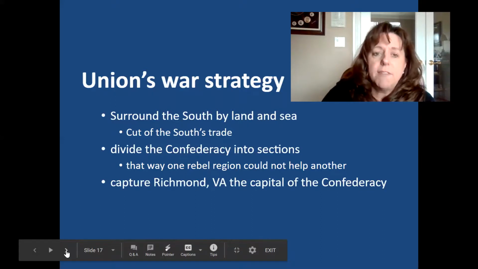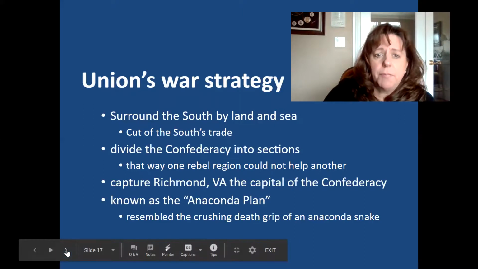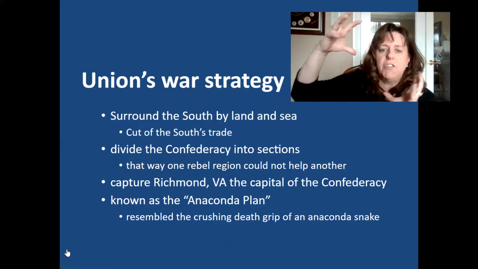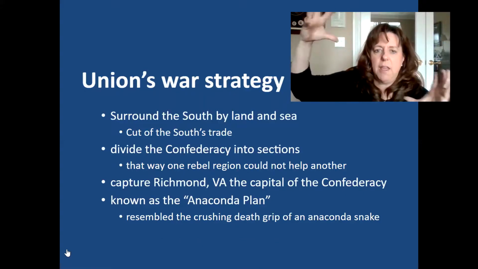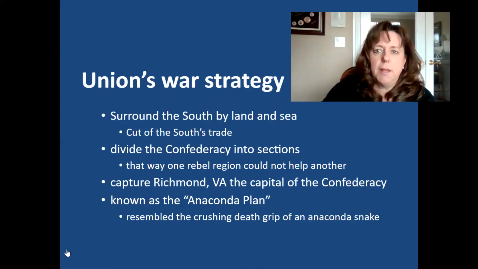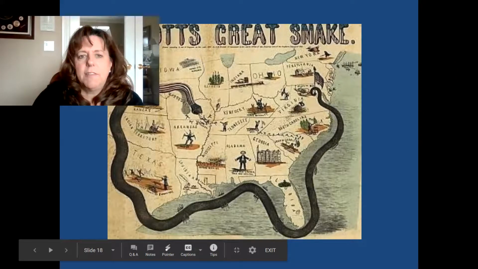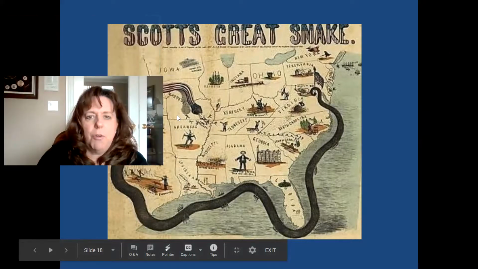And the goal was if they captured Richmond, Virginia, then that could become their capital there. That's that Anaconda Plan that I told you that resembled the crushing death grip of an anaconda snake coming around it and stopping it. How cool is that? This is that Anaconda Plan. Let's cut everything off by land, cut everything off by sea, and control that.